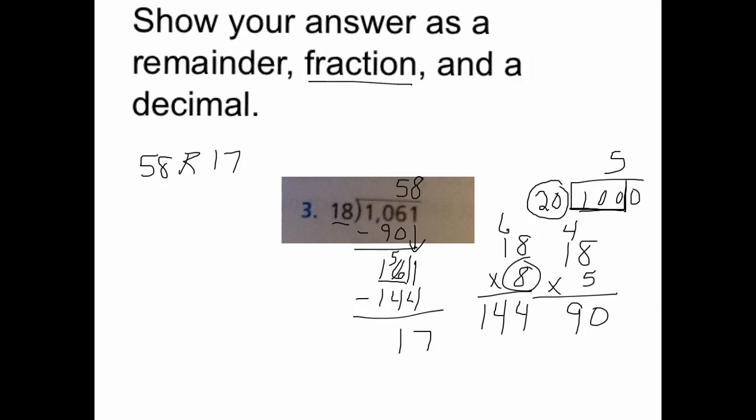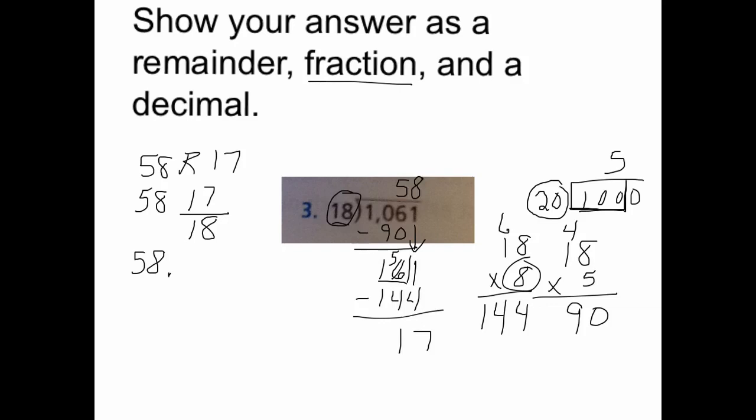Now to show it as a fraction, I would say that's 58 with 17 as my numerator, and I use my divisor 18 as my denominator. So 58, 17 18ths. Okay, to show this as a decimal, I would take 58, and then I'll tell you it's probably okay. Long division, there's a lot of problems. So what I'm going to do is I'm going to take my calculator and I'm going to divide 17 divided by 18. And I'll tell you what I got.